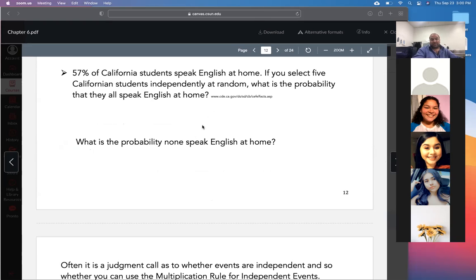Yeah, exactly. All right, 57% of California students speak English at home. If you select 5 Californian students independently at random, what is the probability that they all speak English at home?